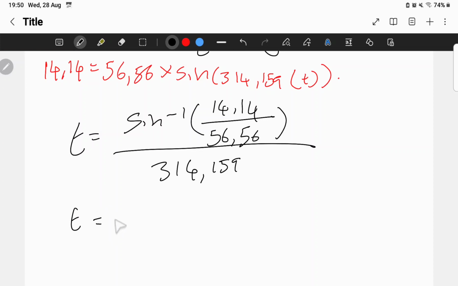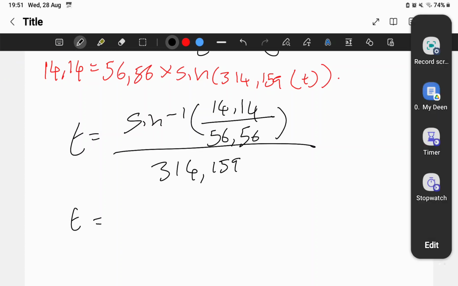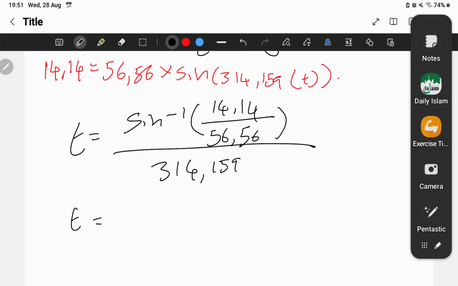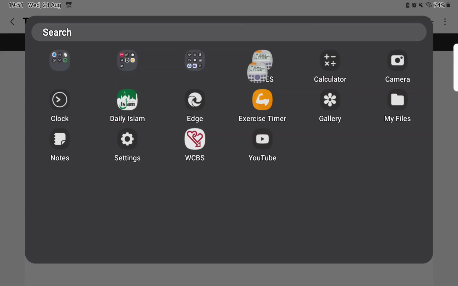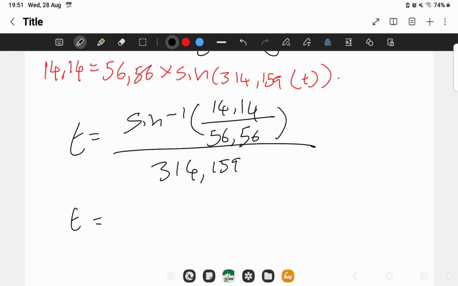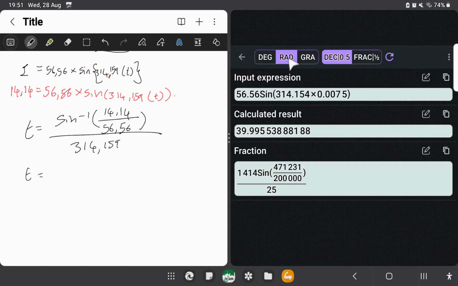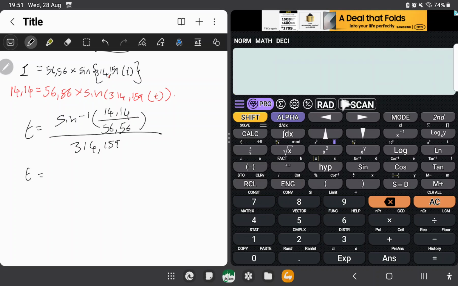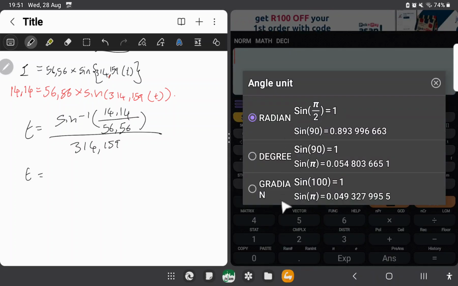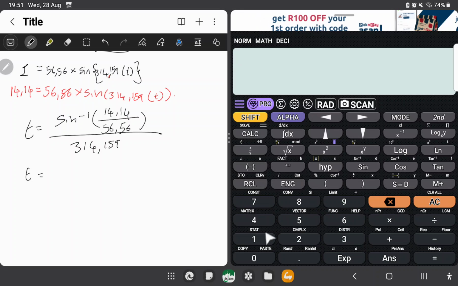So time here is equal to... I already did this, but okay, let's open the calculator just in case. Make sure your calculator is in radians. Now we're going to clear all of those, double check. Okay, calculator is in radians. Okay, let's plug this in.